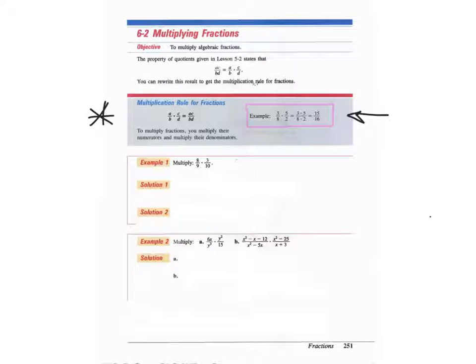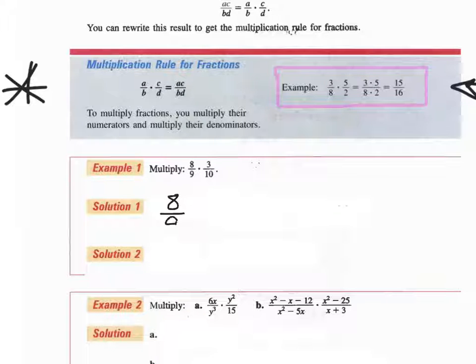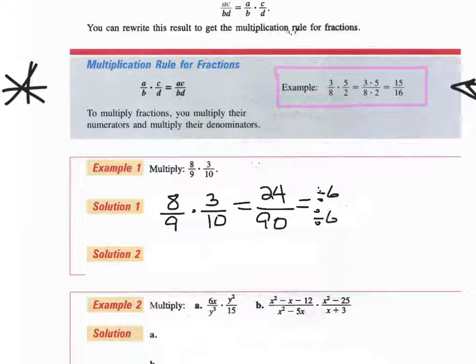But I'm going to show you example 1, either just multiplying it as is, and then also by simplifying before you multiply. So for example, if we took the problem 8 over 9 times 3 over 10, and I multiplied it as is, I would get 24, 8 times 3 is 24, and 9 times 10 is 90. Now at this point, I would need to reduce this. I could divide them both by 6, which is my GCF, dividing the top and the bottom by 6 to simplify the fraction to 4 over 15.